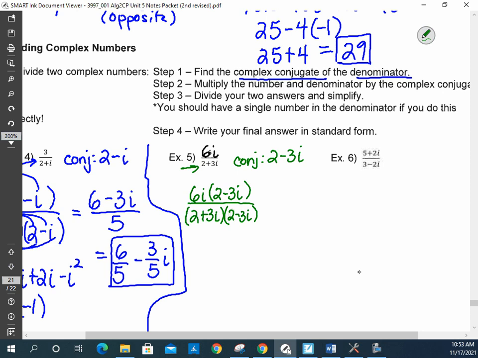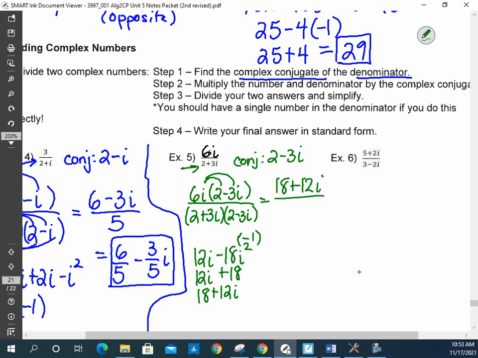So then we do that work. 6i times 2 is 12i. 6i times negative 3i, negative 18i squared. So i squared pops back into the problem, and we replace it with negative 1. Negative 18 times negative 1 gives you 18. So 18 plus 12i is at the top of the fraction.